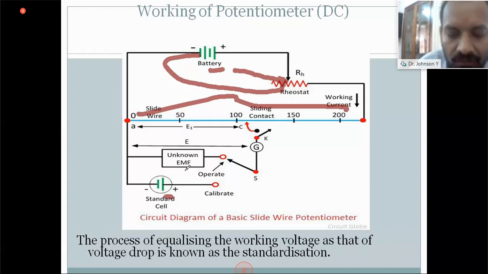What is calibration or what is standardization? Calibration means it's the process of equalizing the working voltage with the voltage drop. That is known as the calibration or standardization.